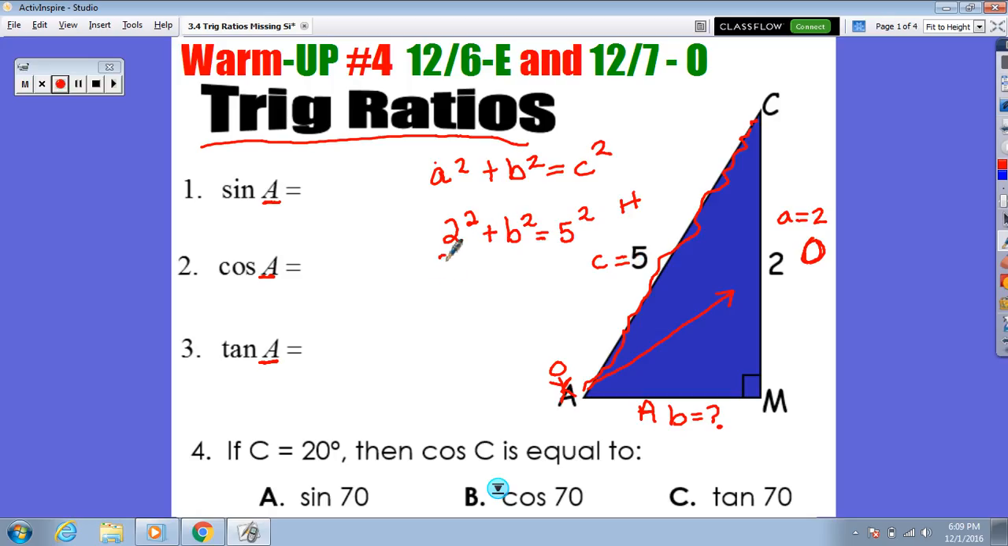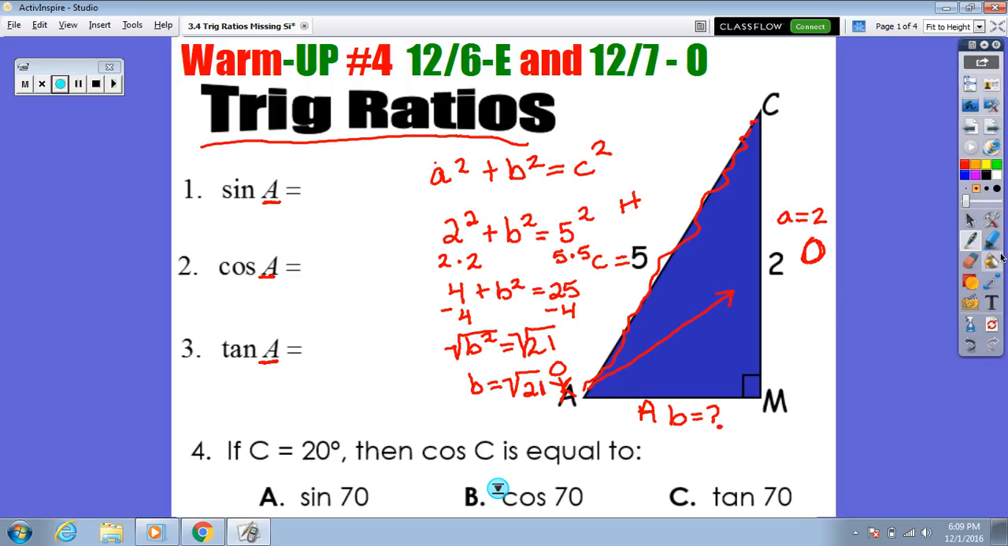Alright, 2 squared is the same thing as 2 times 2, which is 4. And 5 squared is the same thing as 5 times 5, which is 25. So I solved this by subtracting 4 on both sides. So b squared is equal to 21. But remember, we're solving for b, not b squared. So I have to get rid of this square by taking the square root. You guys have to remember to do that in your last step. So b equals the square root of 21. And I'm just going to leave it just like that, okay?